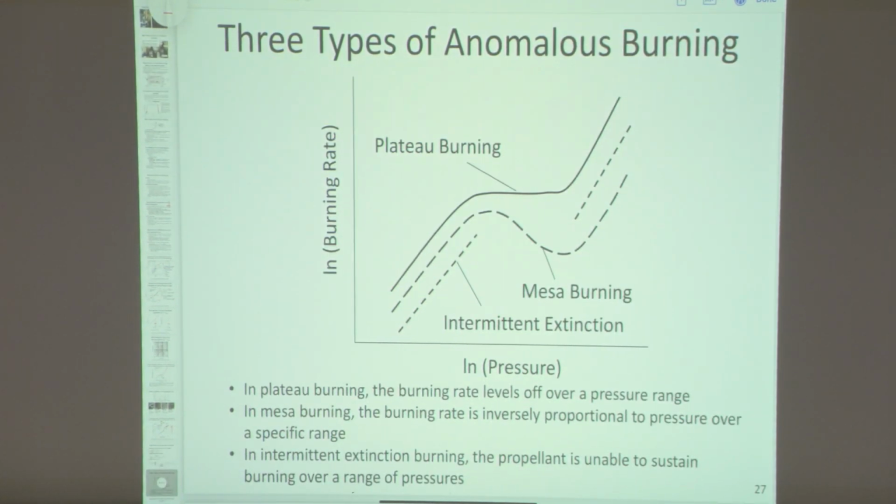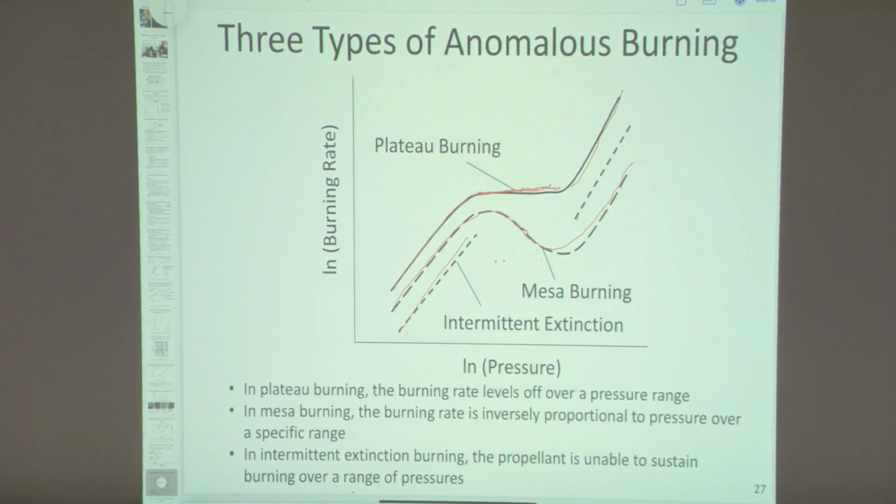Okay, I'll stop after this slide here. I just want to, if I look at the burning rate as a function of pressure, remember I told you the value of n can change. So one basically gives names to the characteristics of those profiles. Here are three examples. This profile here has a plateau, and then it increases again. So this is a plateau burning propellant. This profile here actually goes negative, like the AP. This is referred to as mesa burning propellant. And this one here actually sort of extinguishes in a pressure range before it reignites: intermittent extinction.